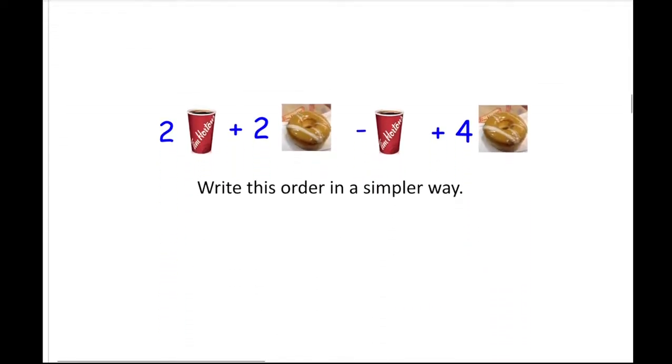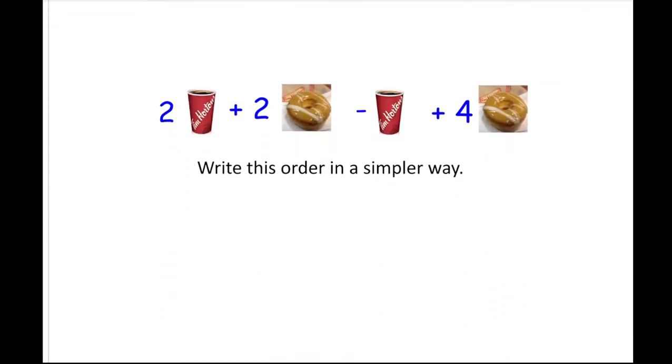Let's look at another example. Right? So here is more of a different version of a mathematical expression, except instead of using numbers or letters, I'm using Tim Hortons items. So I have 2 coffees plus 2 donuts minus 1 coffee plus 4 donuts. So I want to write this order or this expression in a simpler way. What I'm going to do is I'm going to focus on the items that are the same, similar to what I did in the last one.